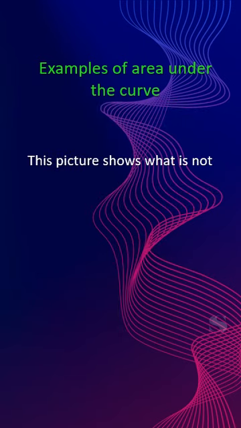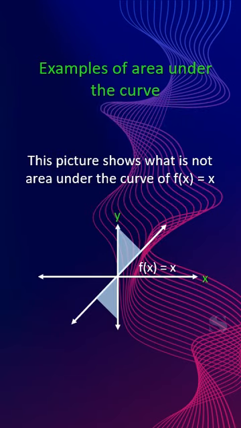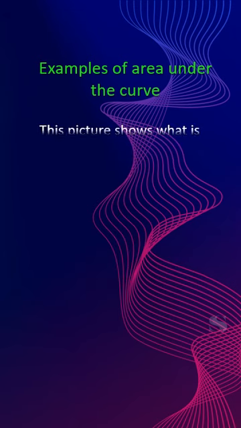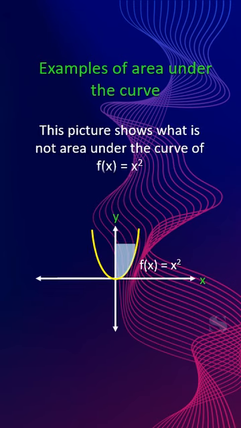This picture shows what is not area under the curve of f(x) equal to x. Similarly, this picture shows the area under the curve of the function f(x) equal to x squared. And this picture shows what is not area under the curve of f(x) equals x squared. It could be the space between 2 points, that is, an interval on the graph, or the entire domain of the graph.